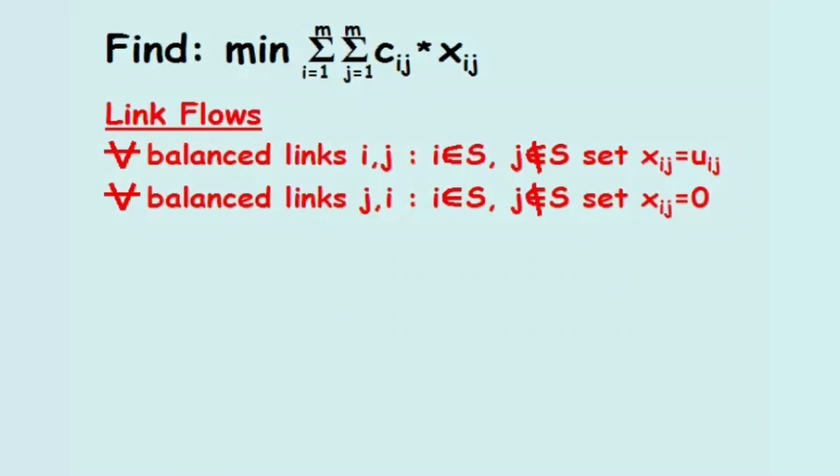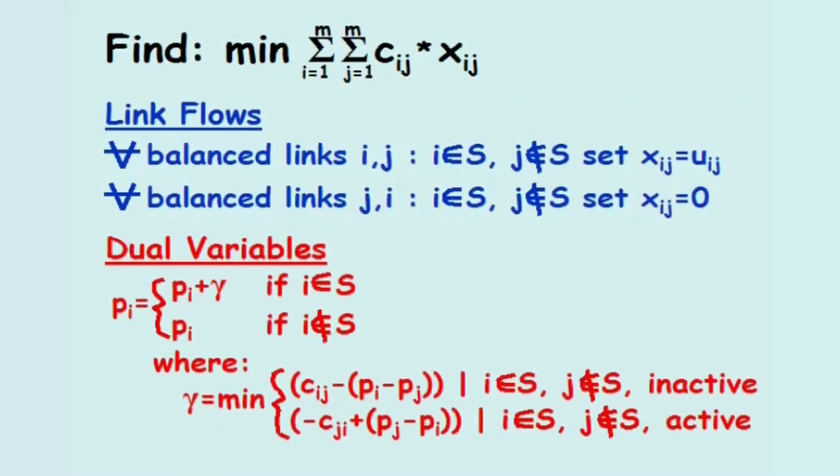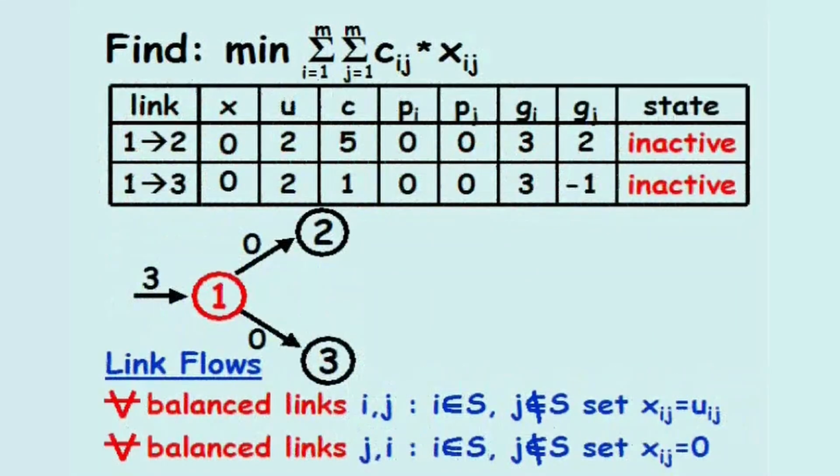This step also involves changing balanced link flows entering or exiting set S and increasing the dual variables for nodes contained in set S. Let's first look at the link flows. Since there are no balanced links entering set S or exiting set S, no changes need to be made in the link flows at this time.